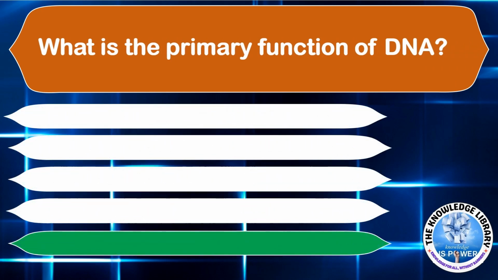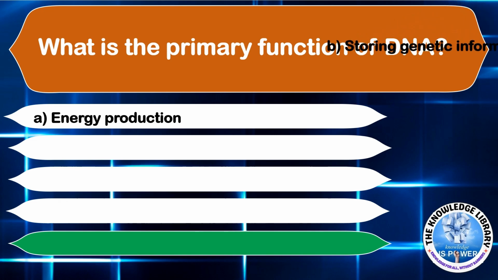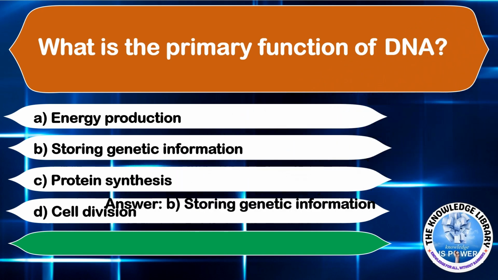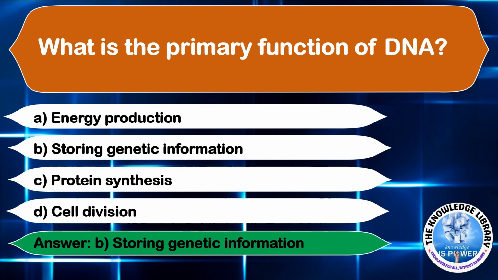The next question is, what is the primary function of DNA? Option A, energy production. Option B, storing genetic information. Option C, protein synthesis. Option D, cell division. Answer is option B, storing genetic information.